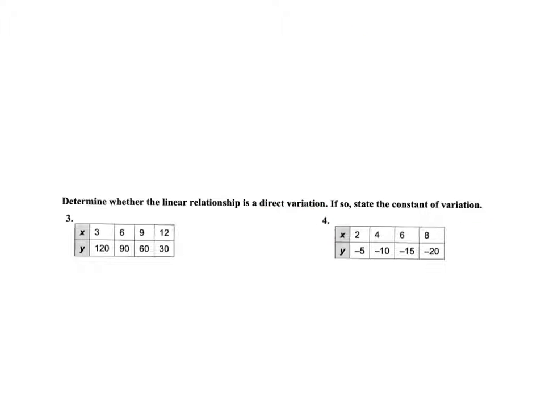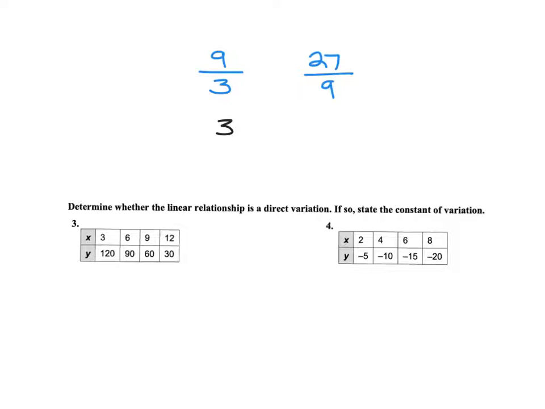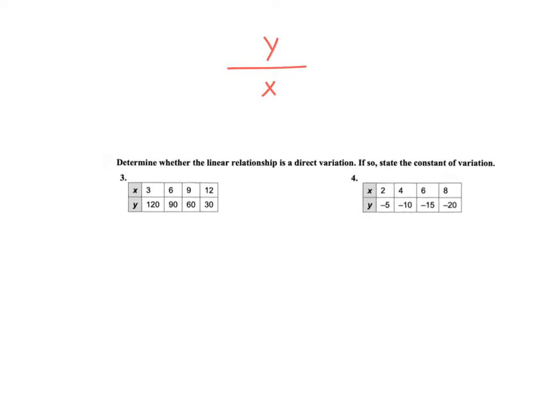Okay, so another example, say that I have 9 over 3 and I have 27 over 9. Both of these fractions simplify to 3. 9 divided by 3 is 3. 27 divided by 9 is 3. So 9 over 3 and 27 over 9 are proportional. So the way that we check if a relationship is proportional, we divide all of our y values by our x values. And if all of those values simplify to the same fraction, just like 1/2 and 2/4 simplify to 1/2, then we have a proportional relationship.